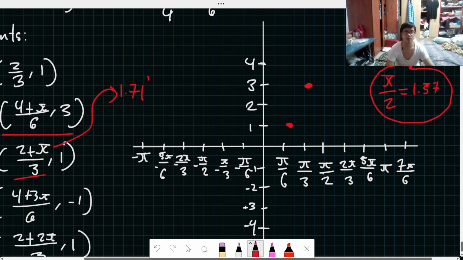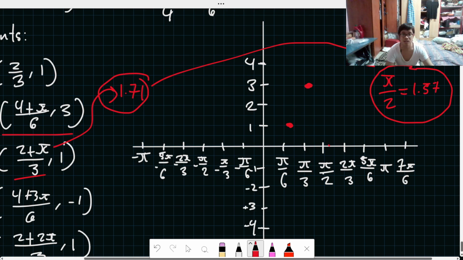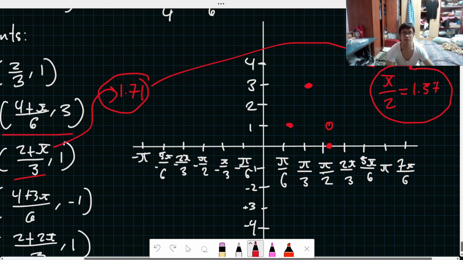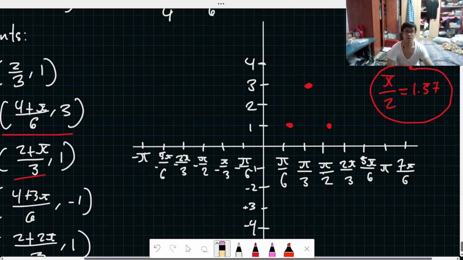So since 1.71 is close to pi all over 2, which is 1.57, I'm just gonna plot it here. The x value, 1.71, is just here. That's it. Then plot its y, so it's here. It's 1. So that means I have this one as result. There we go. Okay. Now we will do the same thing to the other key points.